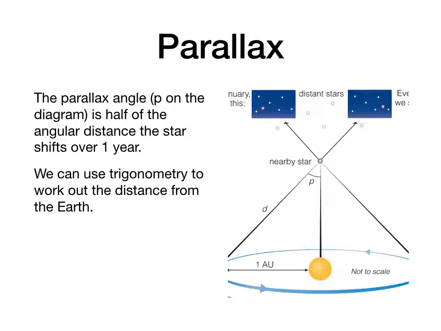We basically make very detailed measurements of where all those stars are, and we do it over many months so we can capture the whole movement. And then we use trigonometry to work out what D is, because we know what the distance between the Earth and Sun is. It's 1 AU.